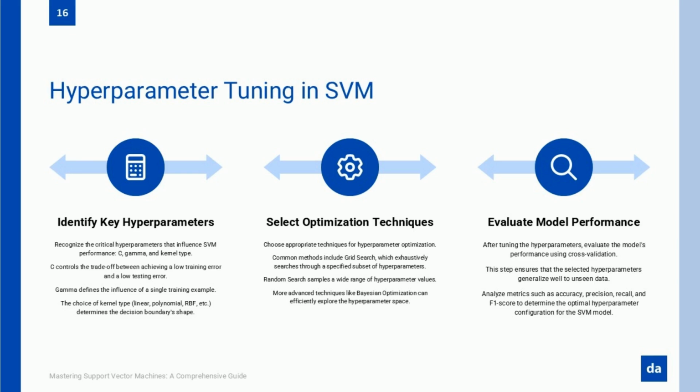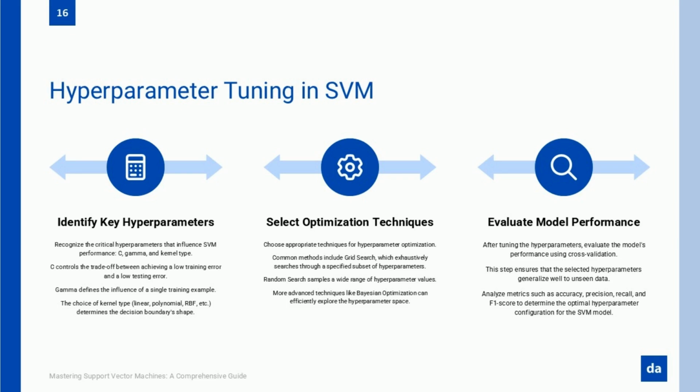But how do we find the best combination of C and gamma? That's where hyperparameter optimization techniques come in. Grid search. This is an exhaustive method where we test multiple values for C and gamma in a predefined range, systematically checking which combination performs best. It's thorough, but it can be computationally expensive.